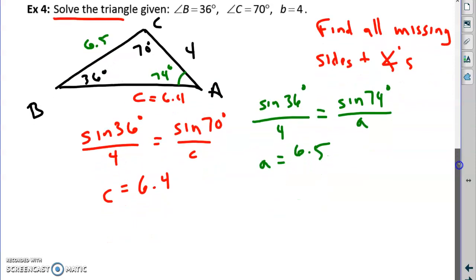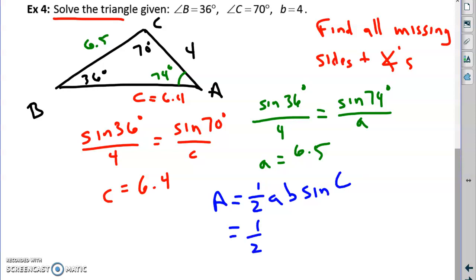If we want to take this problem one step further and find the area, not necessarily included in solving the triangle, we can apply this formula. We'll pick any corner we want. I'll choose 1/2, A to be 4, B to be 6.4, which means we have to use the sine of, that's right, 74-degree angle. This corner right here. Plug that into our calculator.